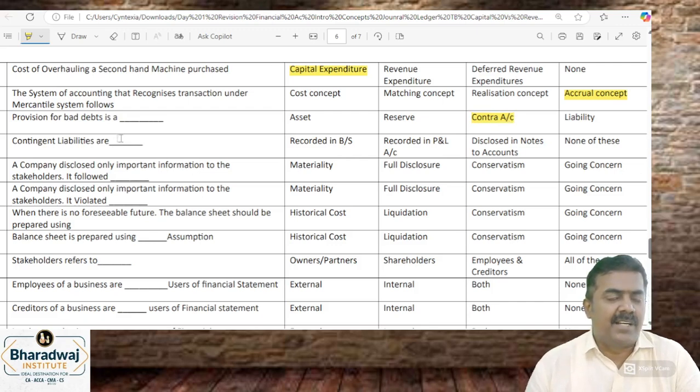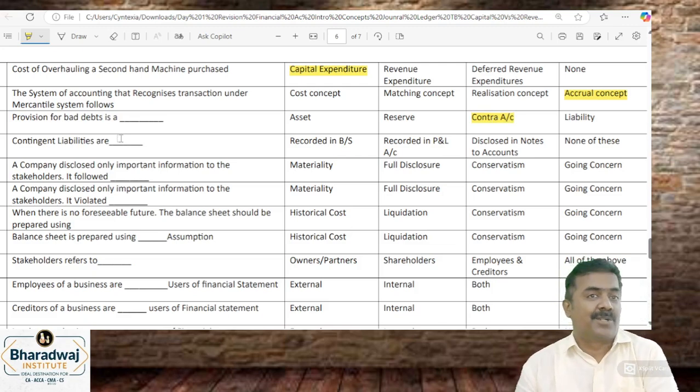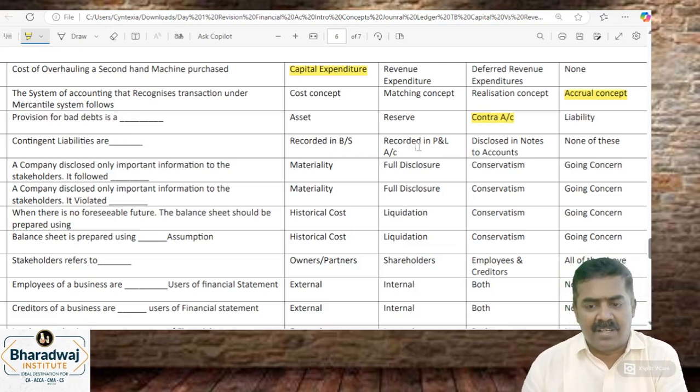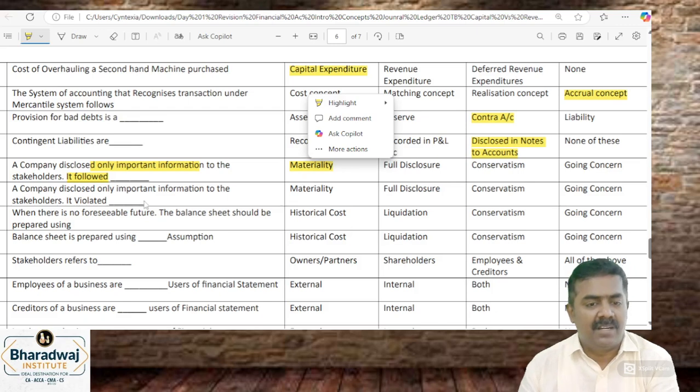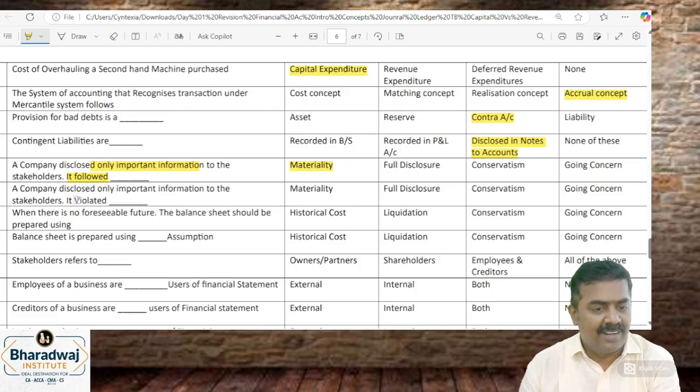Contingent liabilities are liabilities that may or may not arise. Are they recorded in the balance sheet, or recorded in the P&L account, or disclosed in notes to accounts? Just disclosed in notes to accounts. They are not recorded in the P&L account and balance sheet. A company discloses only important information. It follows materiality.